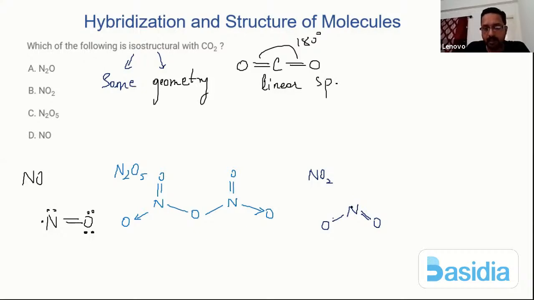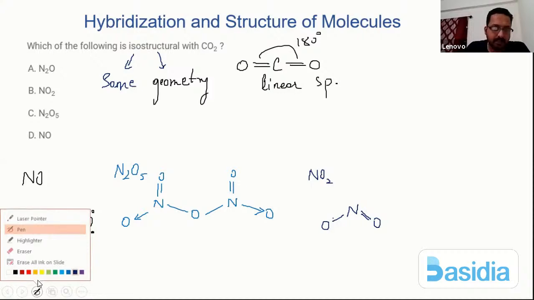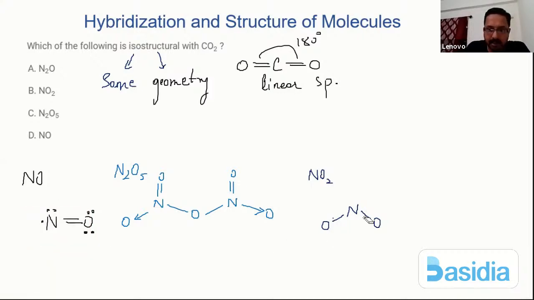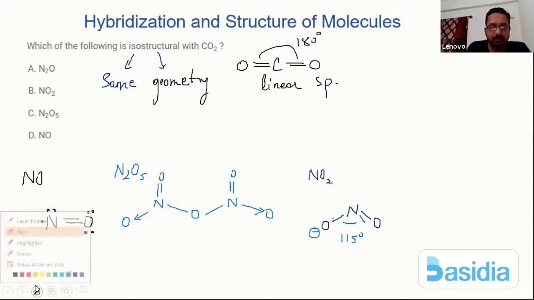Please make a point. NO2 structure. Normally we represent it using a negative charge over here. Then you have a double bond over here with a bond angle of very close to 115 degree. Okay, bond angle is very, very close to 115. So this is the NO2 structure.